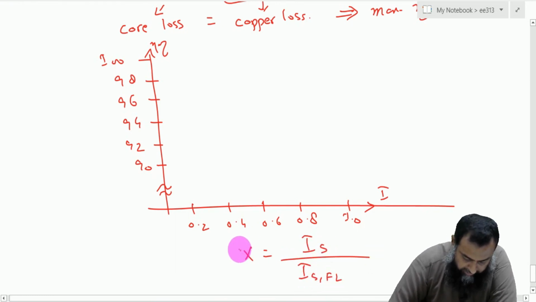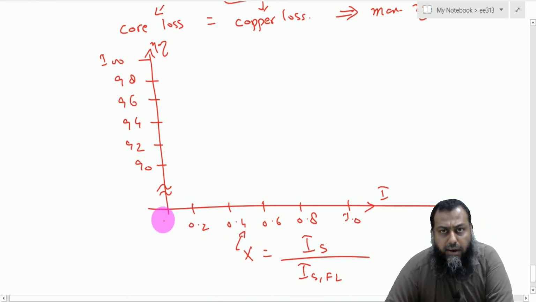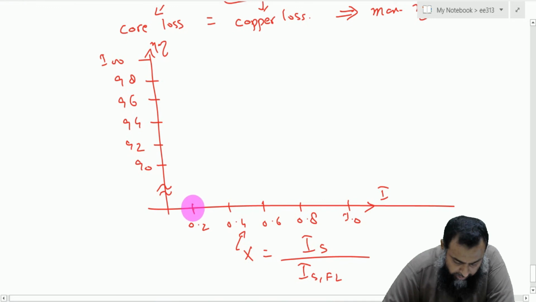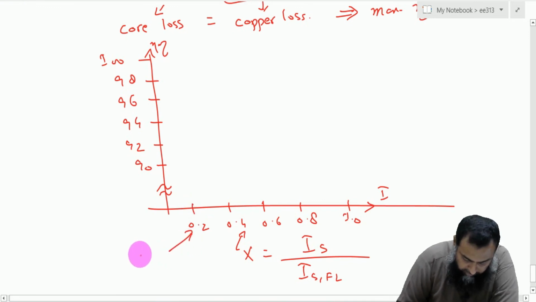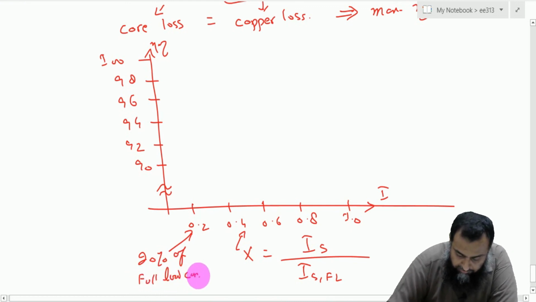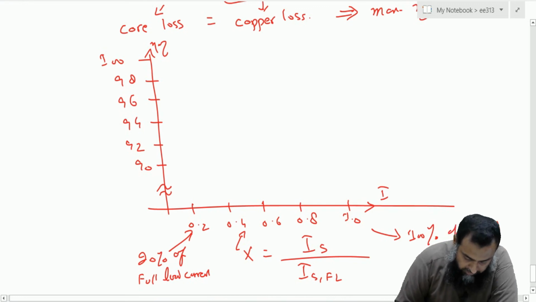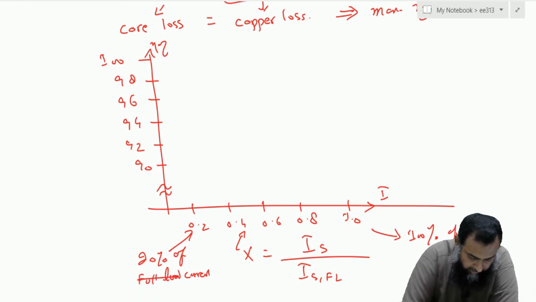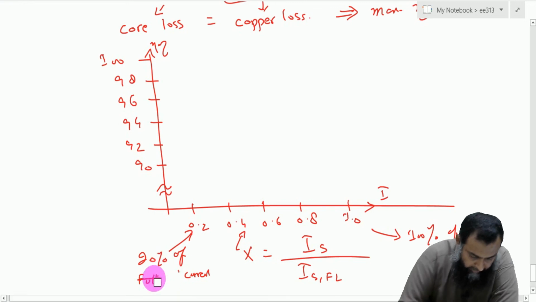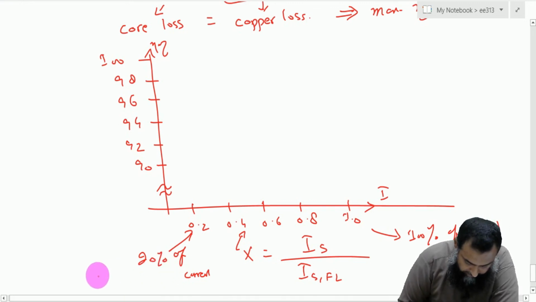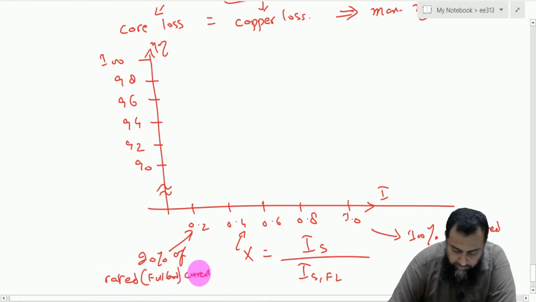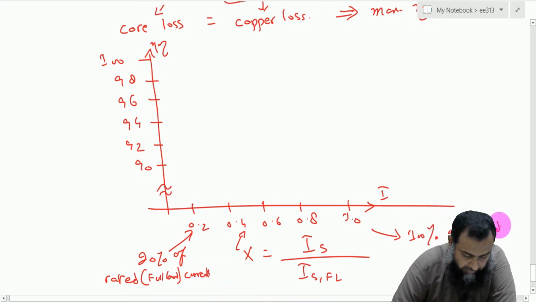So on this X axis we have the loading factor, where here we have 20% of the full load current, and here we have 100% of the full load current, 100% of the rated current. Let me write it in terms of the rated current, which is also the full load current. So 20% of the rated current, which is the full load current, and here we have 100% of the full load current.